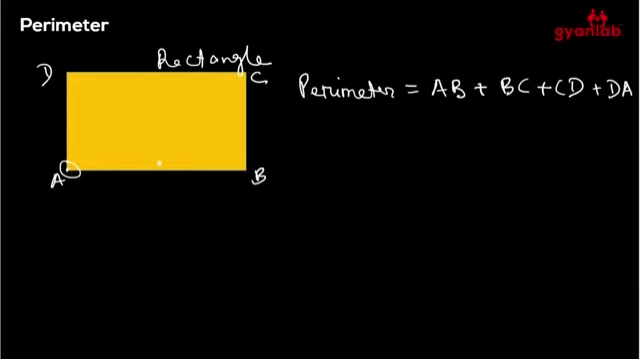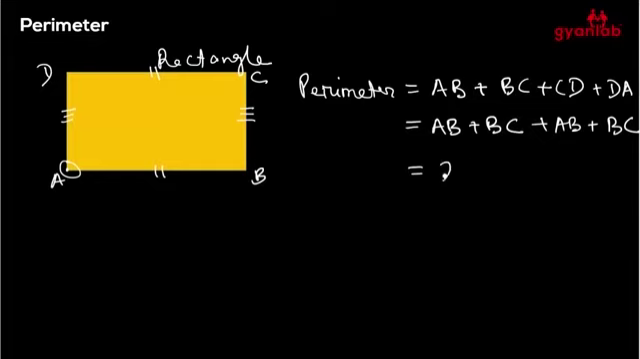Now since this is a rectangle, AB is equal to CD and DA would be equal in length to BC. So we can write this as AB plus BC, and CD can again be said as AB and DA can be written as BC. So what it essentially looks like now is twice of AB plus BC.